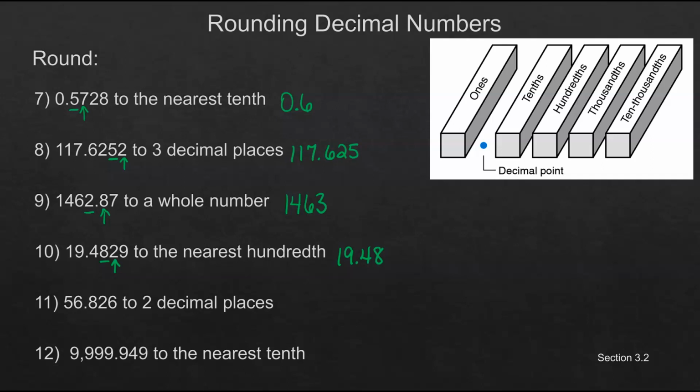All right, number 11. We're rounding this one to 2 decimal places, which would be 2 places after the decimal. We look at that third number to tell us what to do with that 2, and that's 56.83.